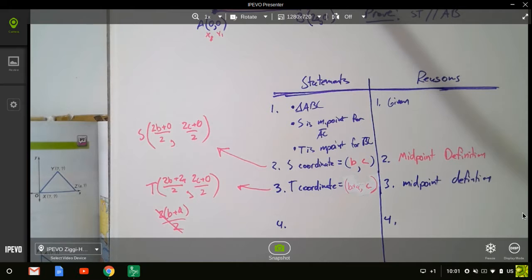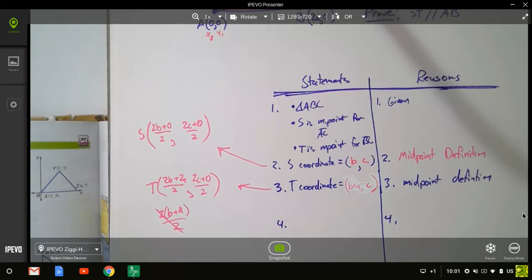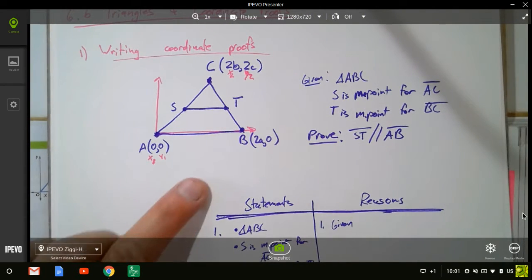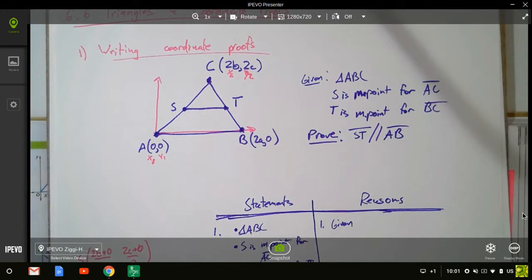Because what should we do now? We have the 2 coordinates, right? Now what do we do? What were we setting out to do in the first place in this triangle? ST and AB are parallel. By which method? What are we trying to do to prove that these are parallel? Yes. Find the slope.